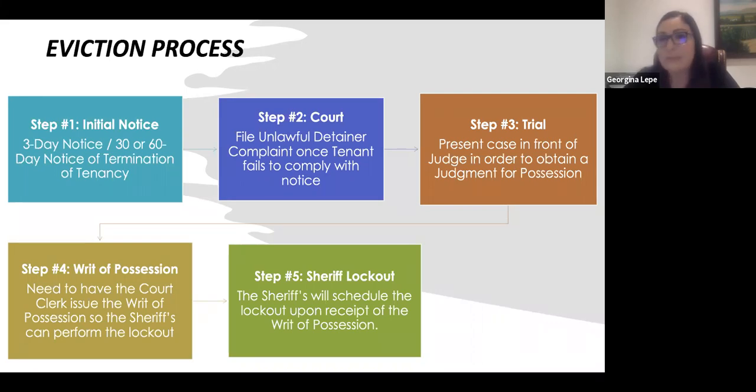Matt, no, the AB 1482 does not apply to commercial properties.